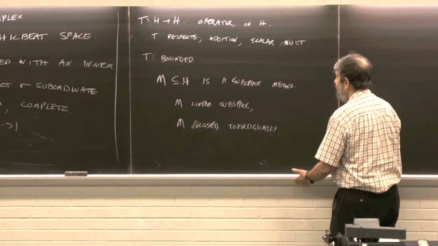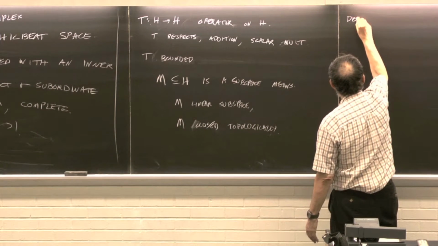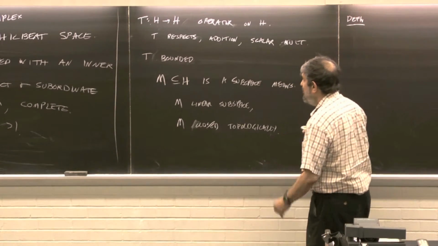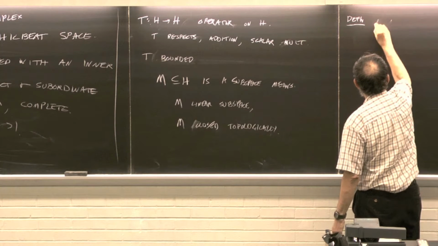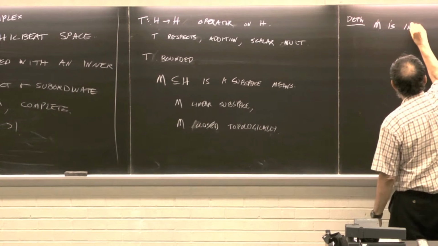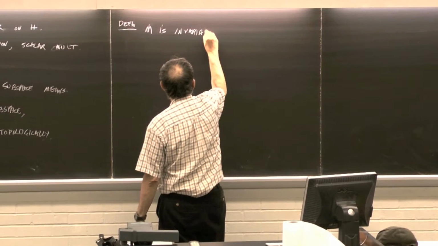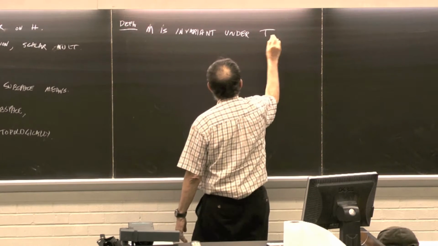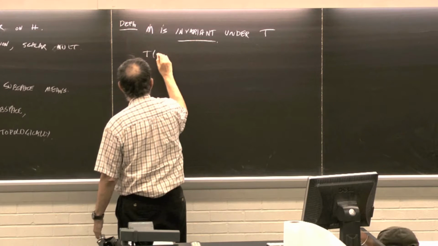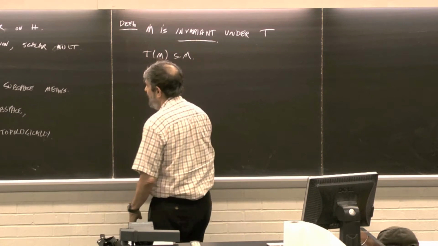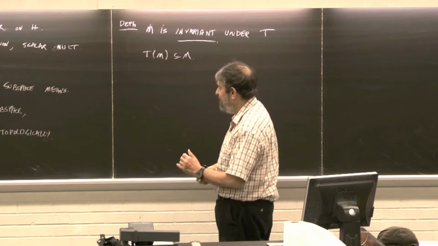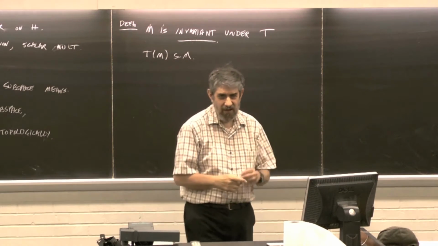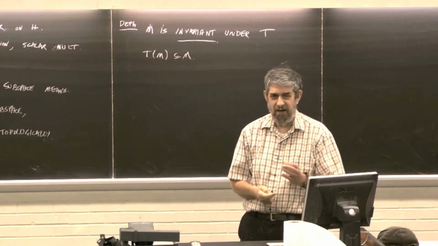Okay, and here is the basic definition. We're in the situation where we have a bounded operator T on a Hilbert space. We say that a subspace M is invariant under T, which means just that T of M is contained in M. The invariant subspace problem asks whether every Hilbert space operator has a non-trivial invariant subspace.